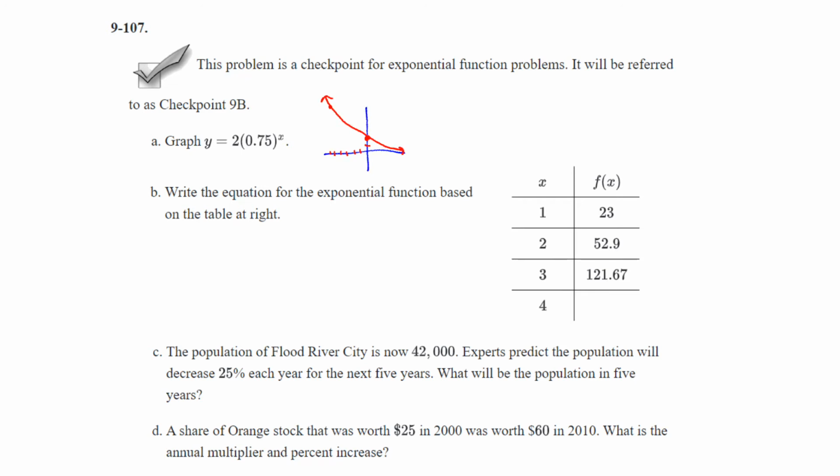So it is decreasing. That's the 0.5 multiplier, so it is going down. Not a great sketch, but do yours on graph paper. Make it look a little bit better than that. Part B, write the equation for the exponential function based on the table at the right.